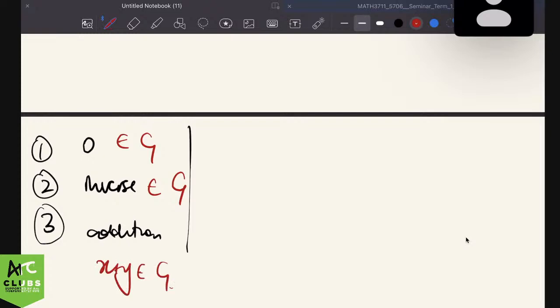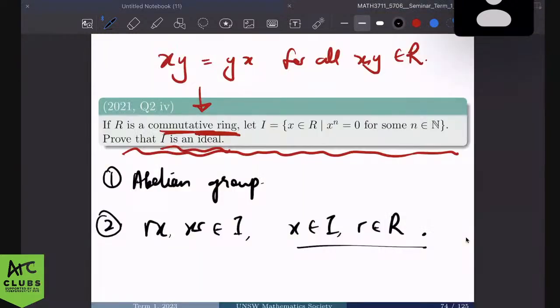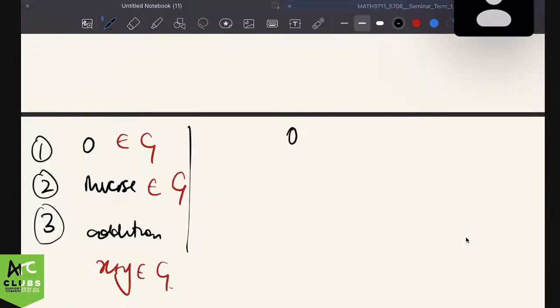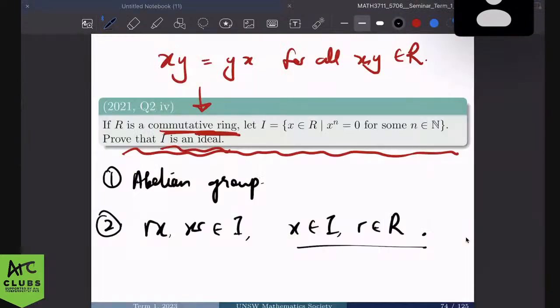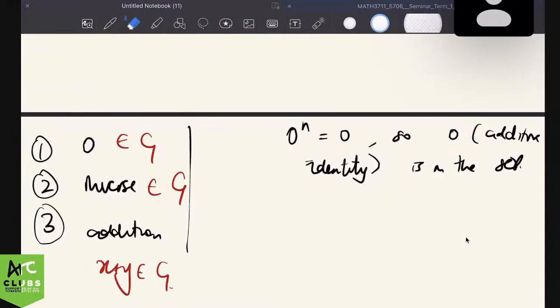Okay. So let's first consider 0. So 0 to the power of n, is that equal to 0? Yes, it is. Right, so 0 to the power of n is equal to 0. So 0, or the additive identity, is in the ring. Sorry, not the ring, the group. Oh, is in the set, I should say. Sorry, we can use I instead.